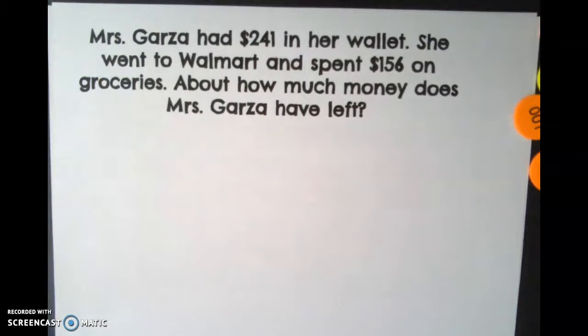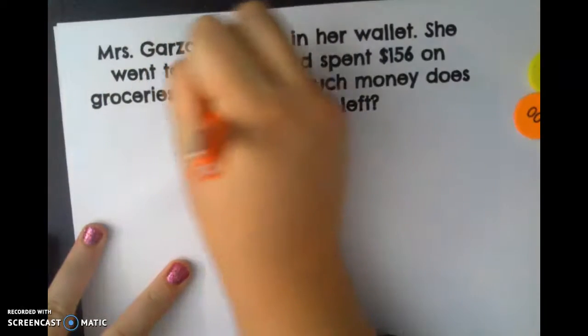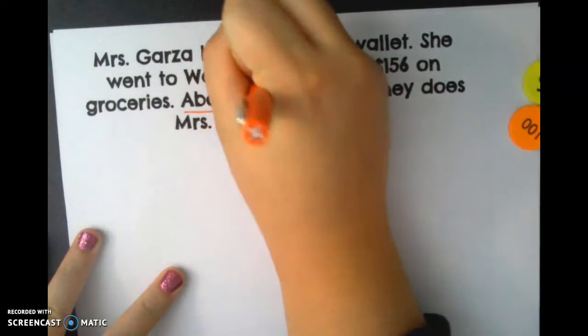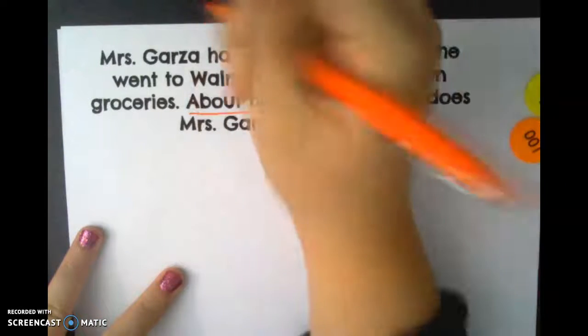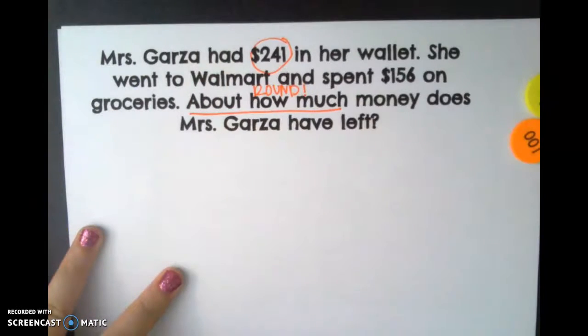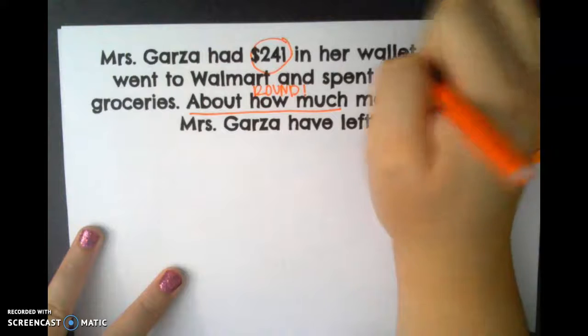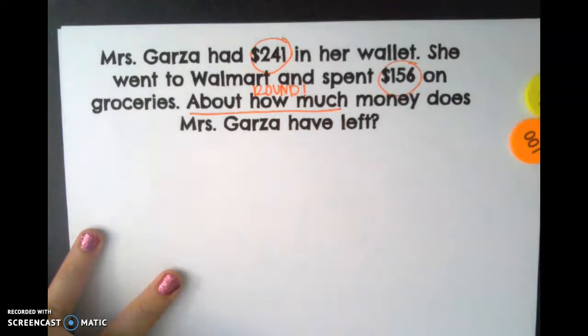All right, let's do another one. Mrs. Garza had $241 in her wallet. She went to Walmart and spent $156 on groceries. About how much money does Mrs. Garza have left? Well, about how much? That tells us to round. How much did she start off with? $241. $156 is what she spent.